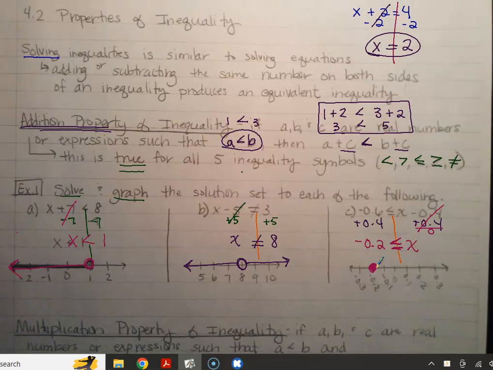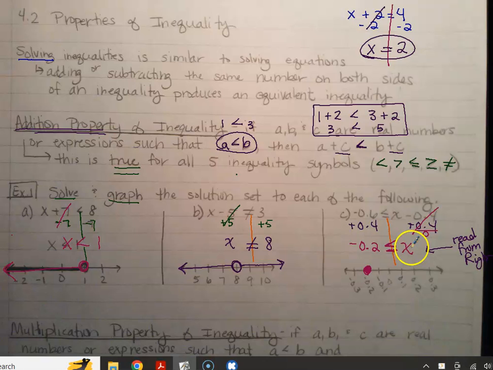A lot of times people get confused when the number comes first. In each of these other examples, it was x is less than 1, or x is not equal to 8. This one people can get confused by because the x is on the right side. You can rewrite this the other way. Read it from the right and then rewrite it. If I read it this way, I'm going to say x is greater than or equal to negative 0.2.